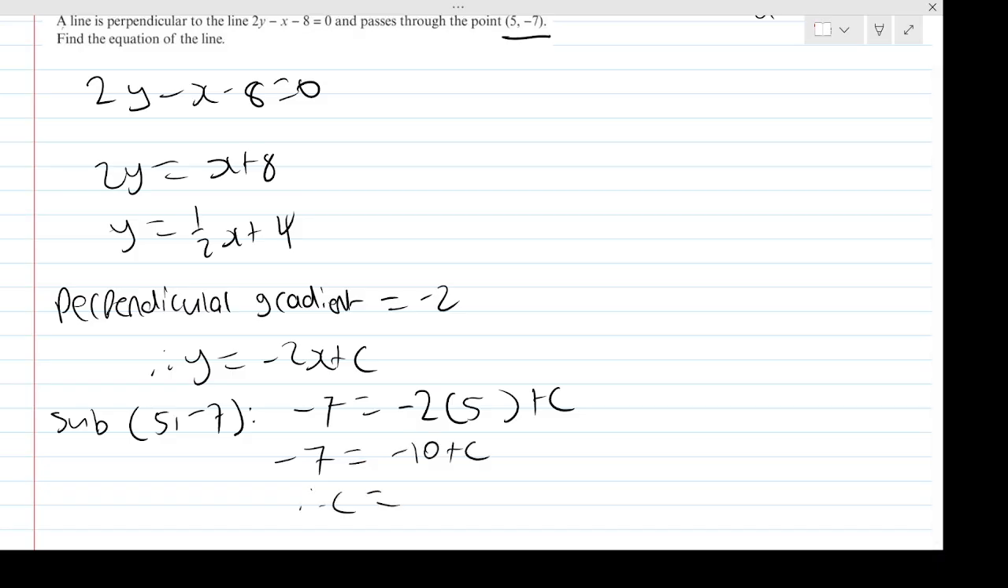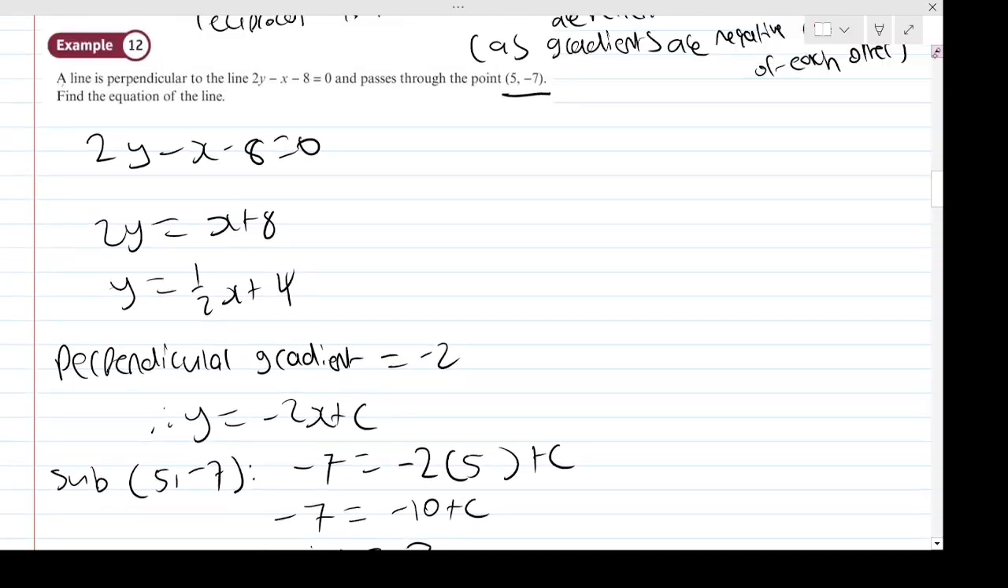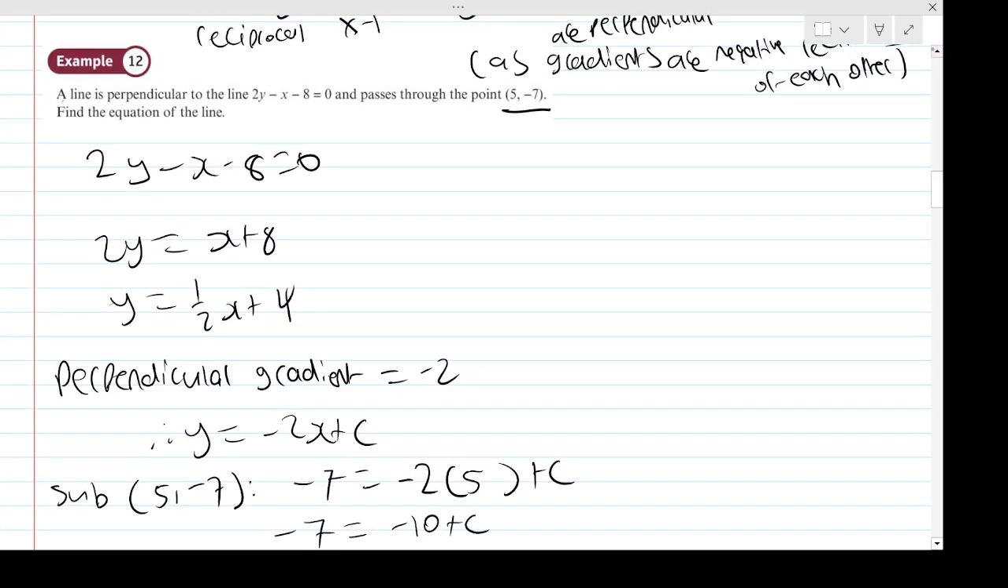Therefore, c, if I solve that, I get -7 and add 10 to both sides to get c on its own. That would be -7 add 10, which is +3. Cool. That means the equation of the line, now that we have c, is y = -2x + 3. Great, so now we've got the equation of that line. And there we are. It's asked to find the equation of the line. Great stuff.